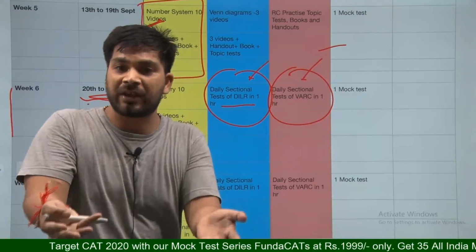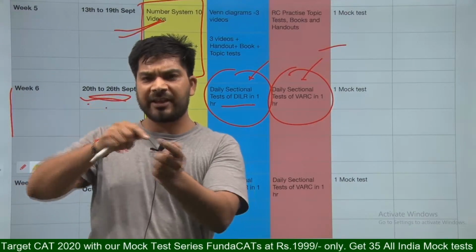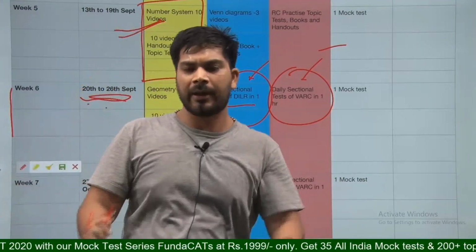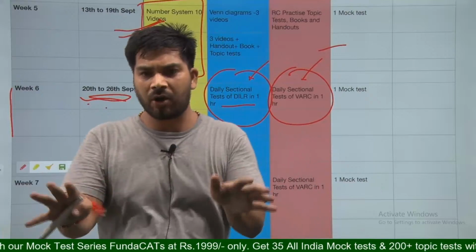If you don't have a sectional test, just pick up random CAT questions, make your own sectional test of like 34, 32 questions and start solving them, ladies and gentlemen. That's how you should be, right? You should not wait and say, oh my God, we don't have a sectional test, so I'll not be able to solve it. That's not how it goes, right?